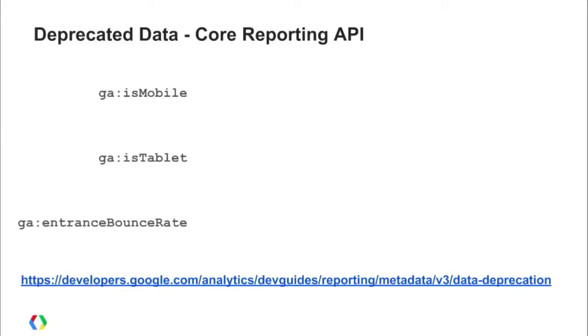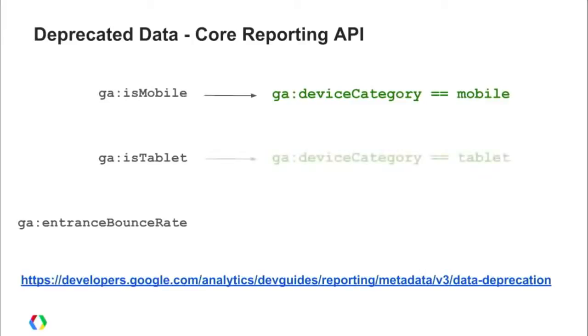What's happened here is that we have a device category dimension, so we've deprecated isMobile, and we recommend that you use device category equals mobile instead. You can set that as part of a segment or a filter. It's the same for isTablet: you should use device category equals tablet to get exactly the same data. So those are the two main things for the mobile and tablet space.